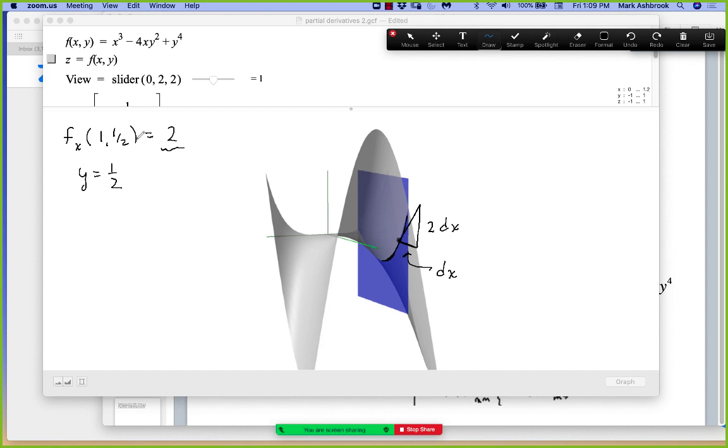Because as soon as you move to a different point, you're going to get a different rate of change, right? This rate of change only pertains in a small local area around (1, 1/2). So you can only use this rate of change in a small local area around (1, 1/2).